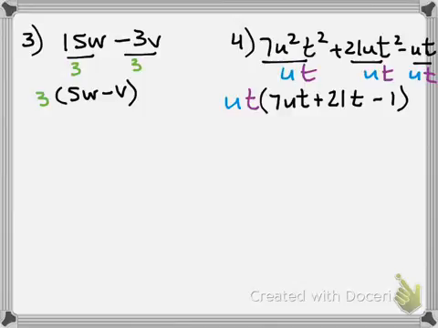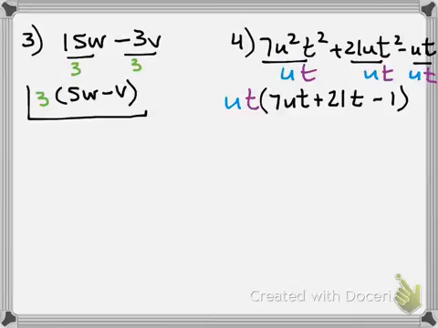Who thinks they had the right answer for number 3? Johnny Ray. Okay, and we can say 3 times the quantity. That means the same thing as parentheses. So 3 times the quantity 5W minus V. Anybody with a different answer? Okay, good. Natalie, you want to do the next one? UT times the quantity 7UT plus 21T minus 1. And that's exactly right. Okay, you guys did a good job.